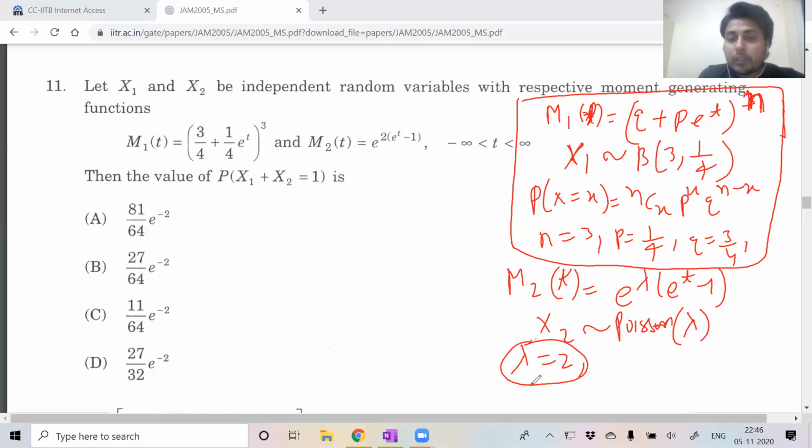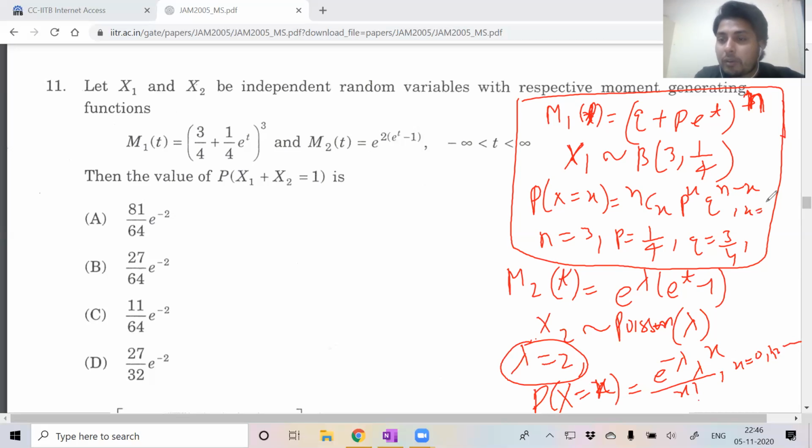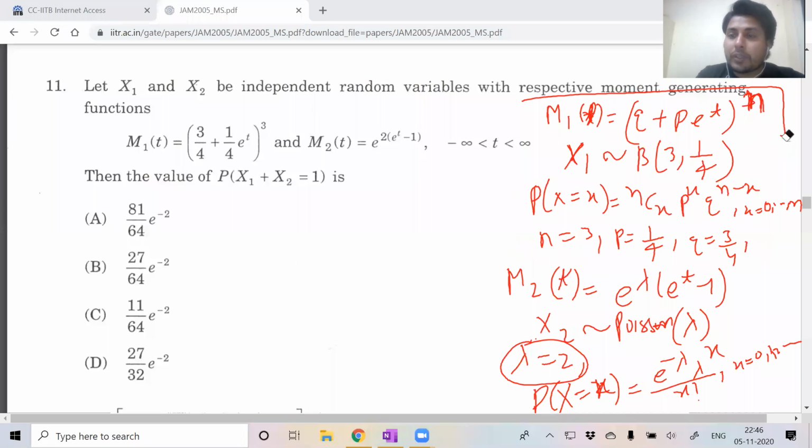What is the PMF of a Poisson random variable? P(X equal to x, or suppose k) is e to the power minus lambda, lambda to the power x upon x factorial, and x is from 0, 1, 2 up to infinity. In case of binomial, x is 0 to n, so the value of x will lie between 0 and n. So in binomial, x can take values 0, 1, 2, 3 up to n. In Poisson, it can take 0 to infinity.